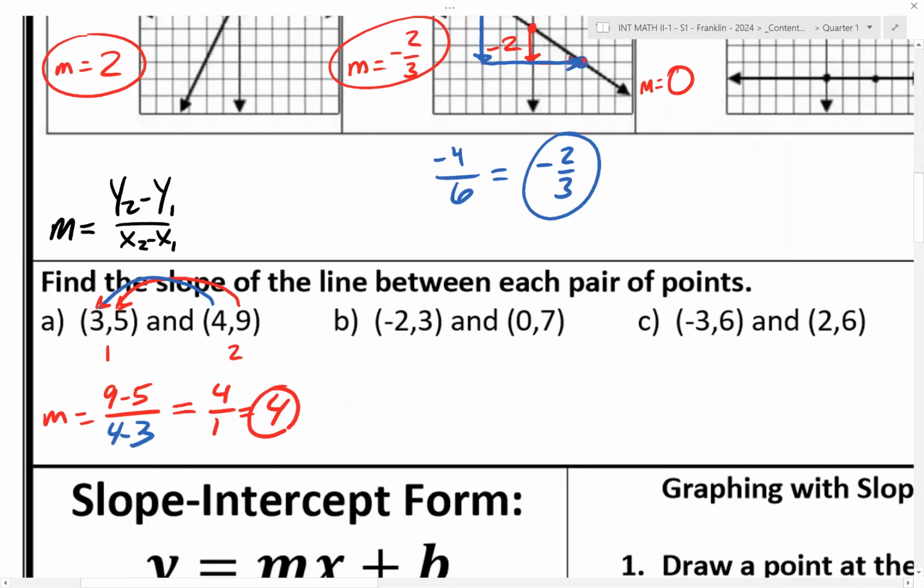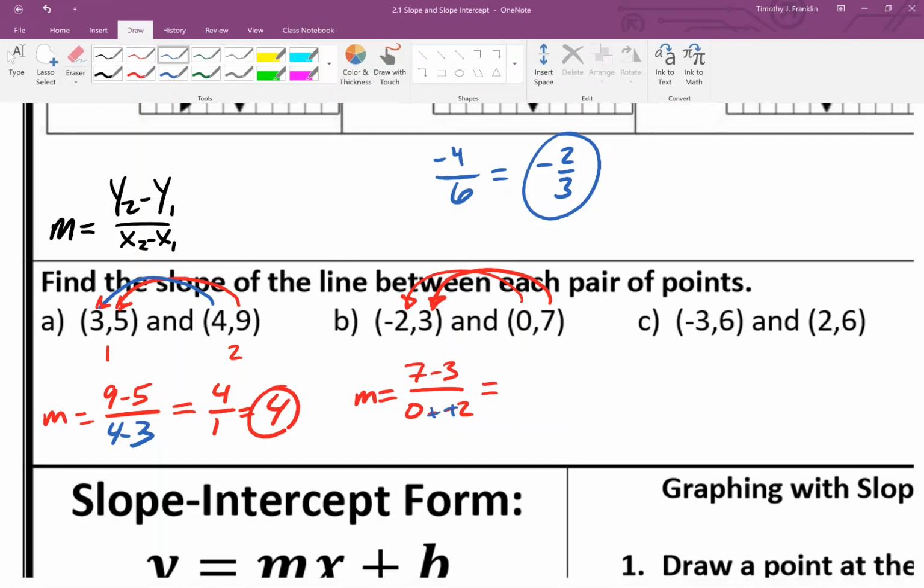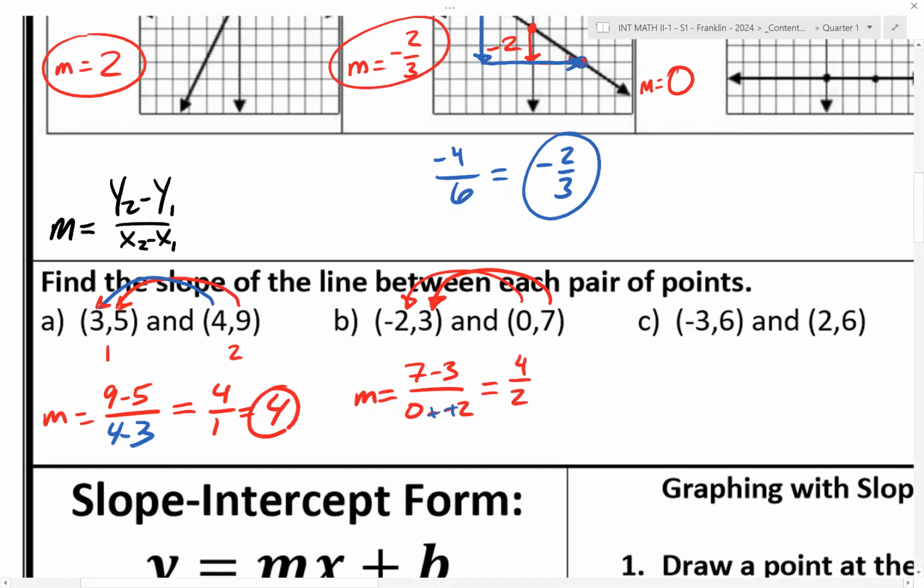Looking at the next one, you can always just start with the second point and subtract back to the first one. It does not matter as long as you start with the same point each time. So I'm going to do 7 minus 3 for the y values and 0 minus negative 2 for the x values. Be careful, we are subtracting here, and so if you have a negative, you're going to have to subtract that negative, which remember turns to plus positive. So we get 4 over 2 here, which does divide out to 2, slope of 2. Or 2 over 1 if you like to have both numbers.